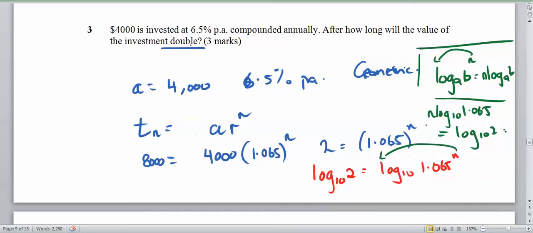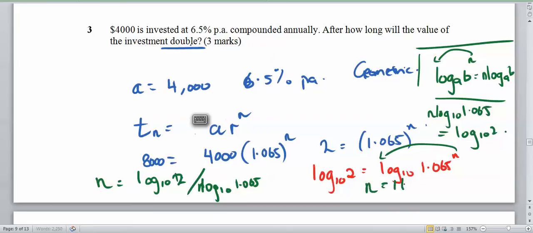So rearranging, therefore, we've got that N is equal to log base 10 of 2 divided by log base 10 of 1.065. And when you do that in your calculator, you'll get a value of N of 11.006 years. So I'm just going to say that N is equal to approximately 11. So it's going to take 11 years.